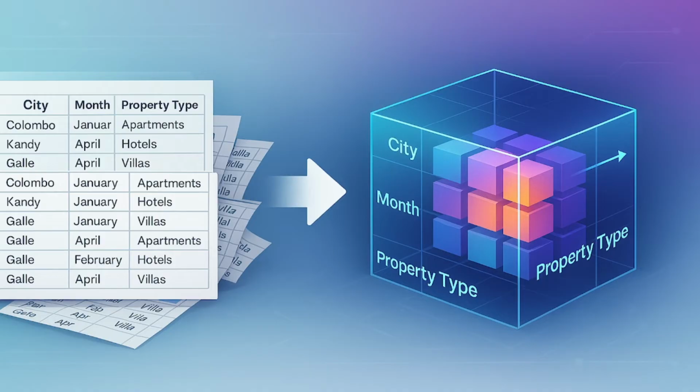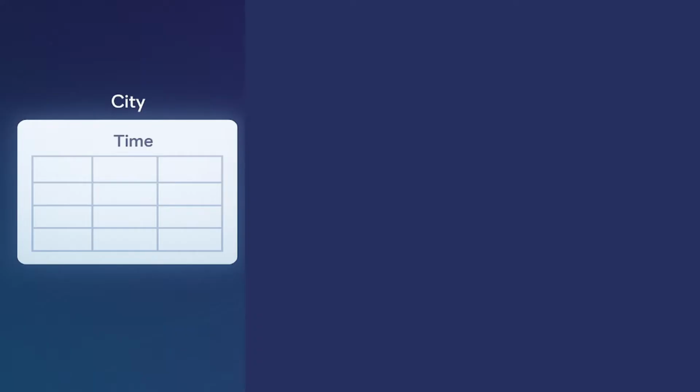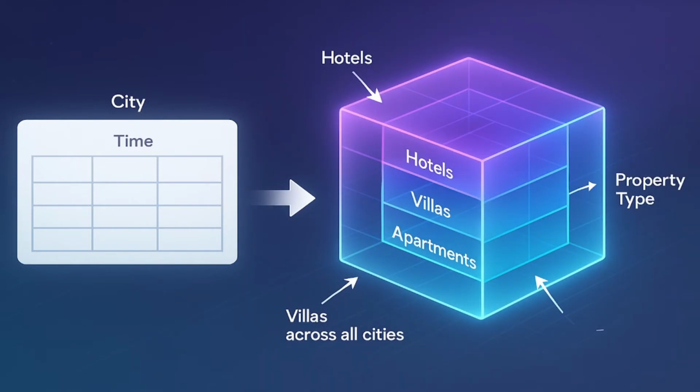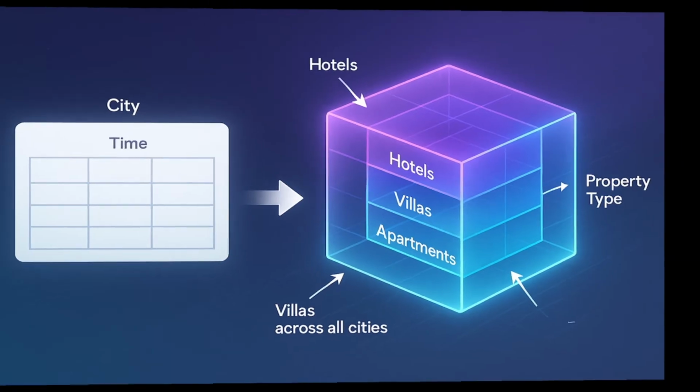That's where we bring in something more powerful, a cube. Think of it like this. A table is like a flat piece of paper with 2 sides, city and time. A cube adds a 3rd side. So now you've got city, time, and property type, like a 3D box full of numbers. You can slice and look at just hotels in Colombo over a few months, or check villas across all cities. It makes everything easier to explore. And here's the cool part.